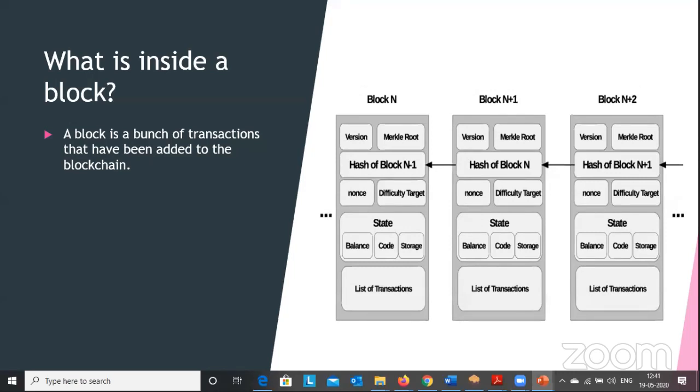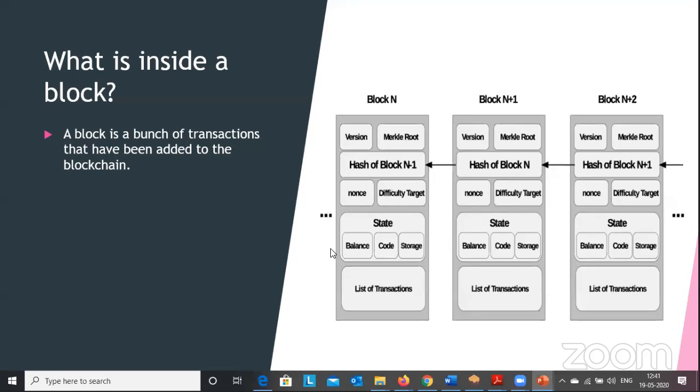The nonce helps in the mining, and every block has a difficulty target, called a cryptographic puzzle. If any miner or any new node wants to add a new block into the blockchain, they need to solve this difficulty target. If they are able to solve it, then they can add the block into the blockchain network, and for that they get a reward in Bitcoin.